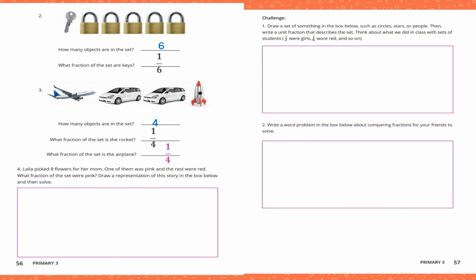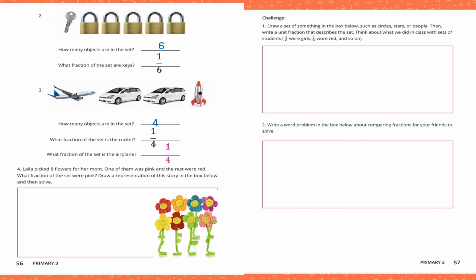Question number 4. Layla picked 8 flowers for her mom. One of them was pink and the rest were red. So we have 8 flowers. One is pink, and let's assume that all of the rest are red. What fraction of the set were pink? How many pink flowers? Just one. One out of what? The total are what? 8 flowers. So it's 1 over 8.